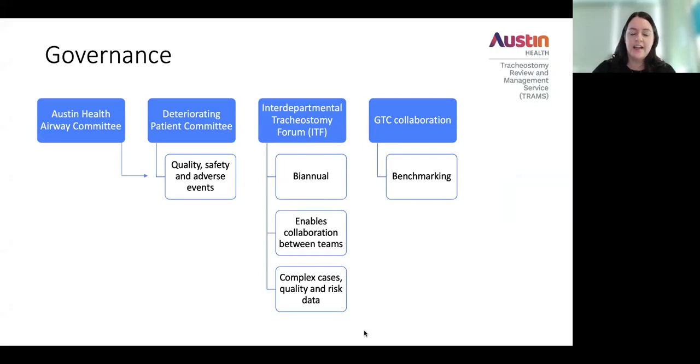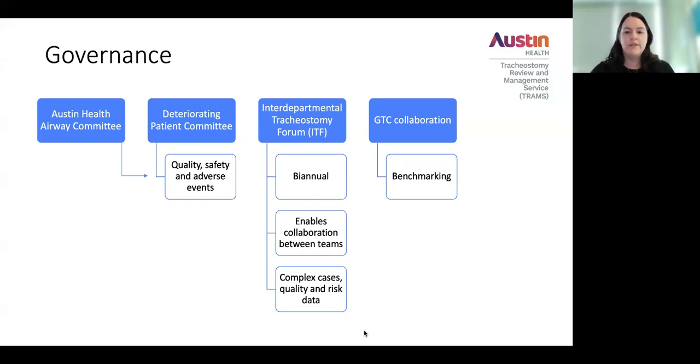Within Austin Health, our governance involves the Austin Health Airway Committee, the Deteriorating Patient Committee, the Interdepartmental Tracheostomy Forum, and GTC collaboration. TRAMS is a member of the Austin Health Airway Committee, and we report all adverse events to the Deteriorating Patient Committee. We hold twice yearly interdepartmental tracheostomy forums, which were instituted with the objective to improve patient safety and to improve communication across all the departments and multiple disciplines involved in tracheostomy care here.